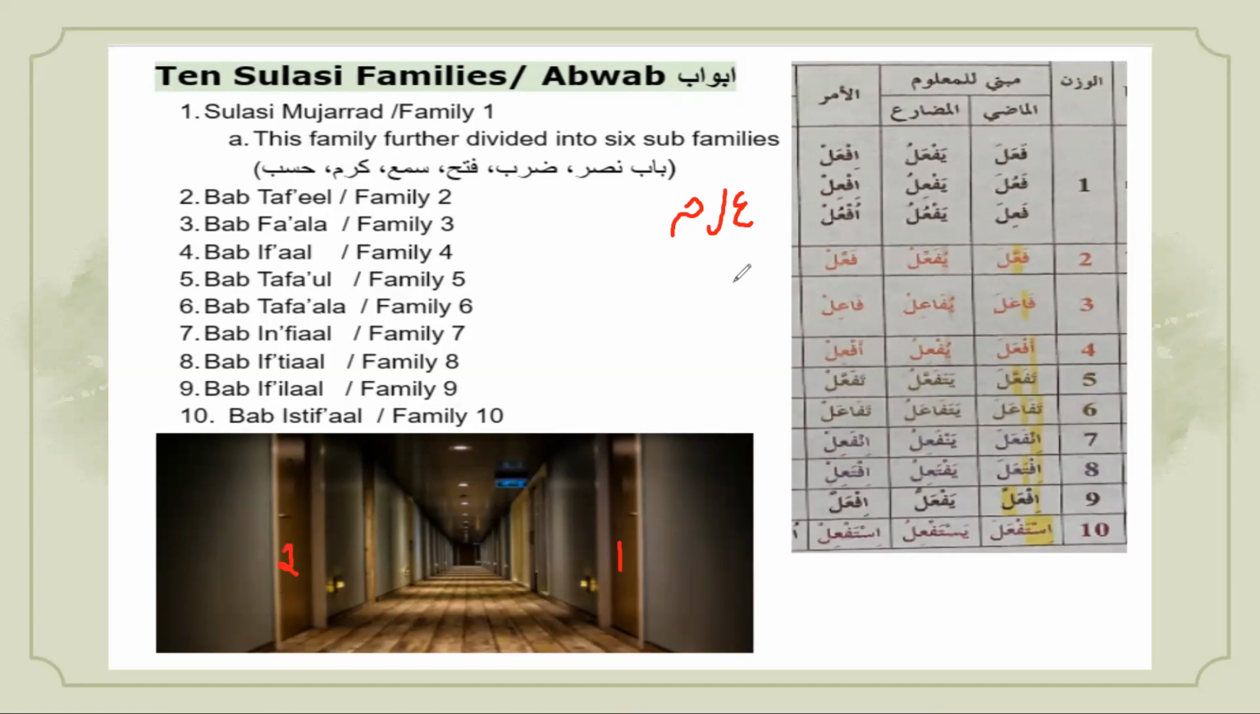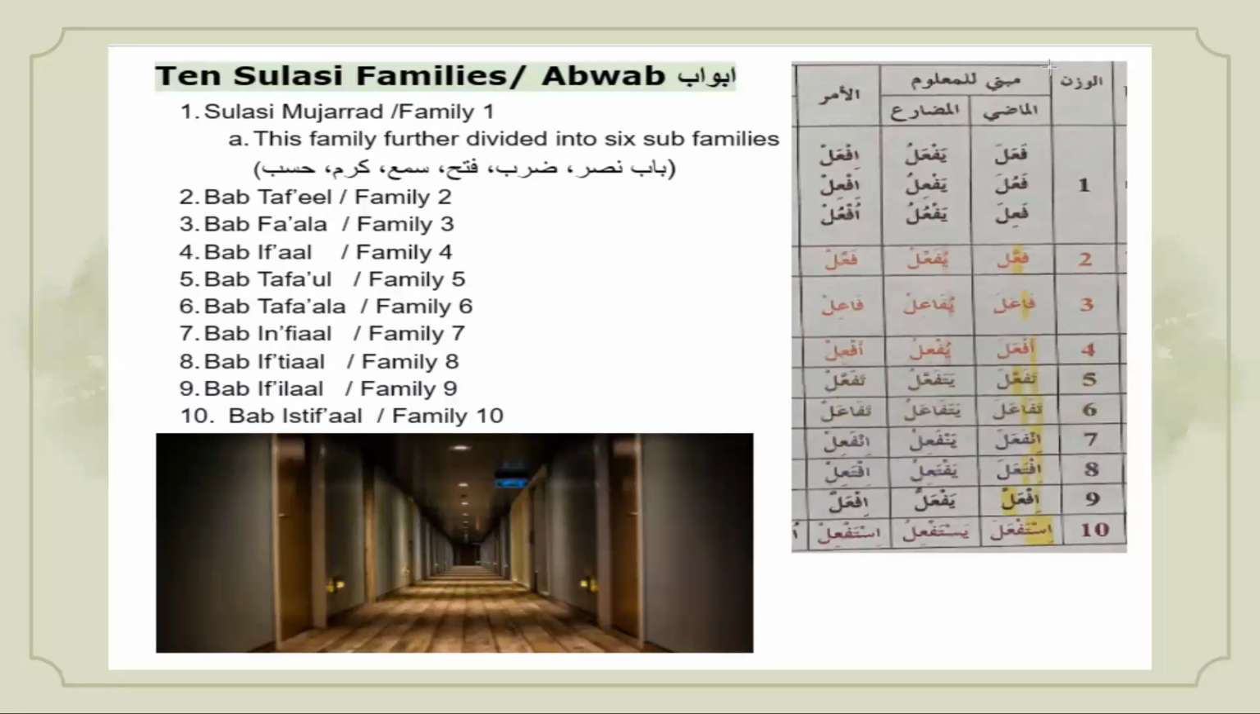And if you take the root letters Jim, Ha, and Dal, and it comes from the third door, family 3, it would be Jahada, yujahidu, jihadan. So their patterns, their Awzan, are known as Awzan.